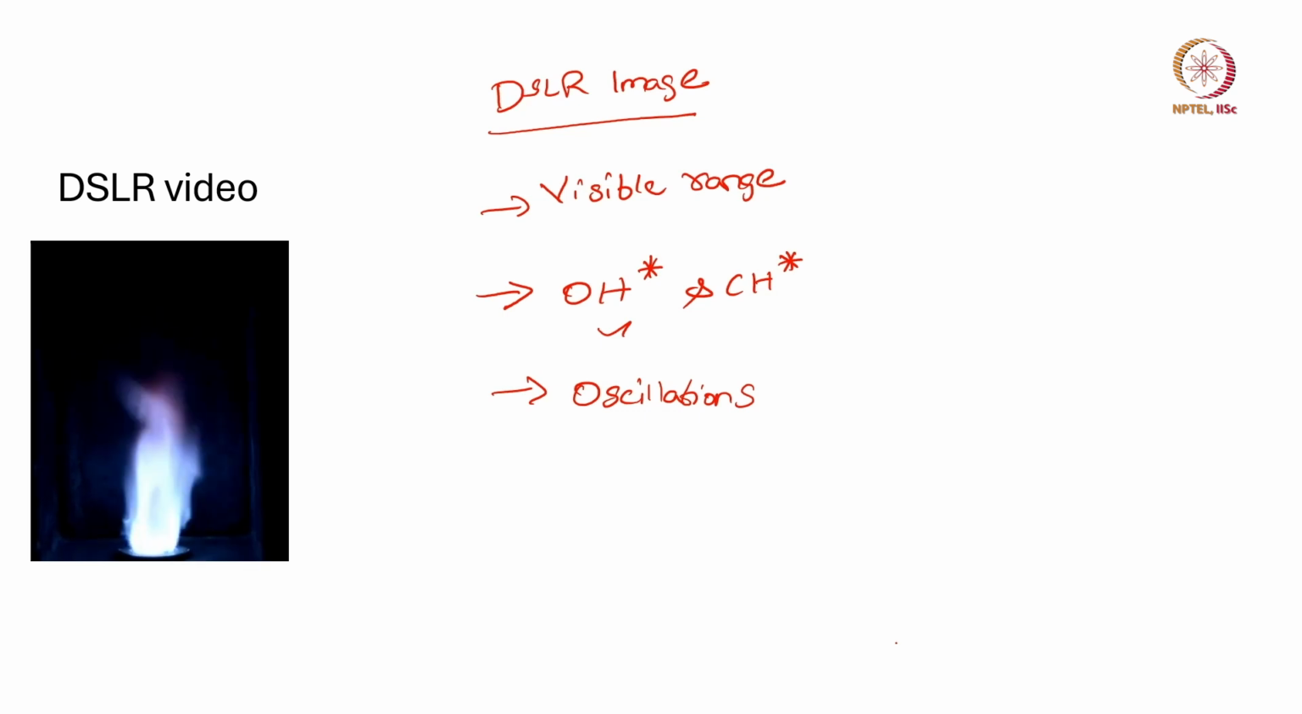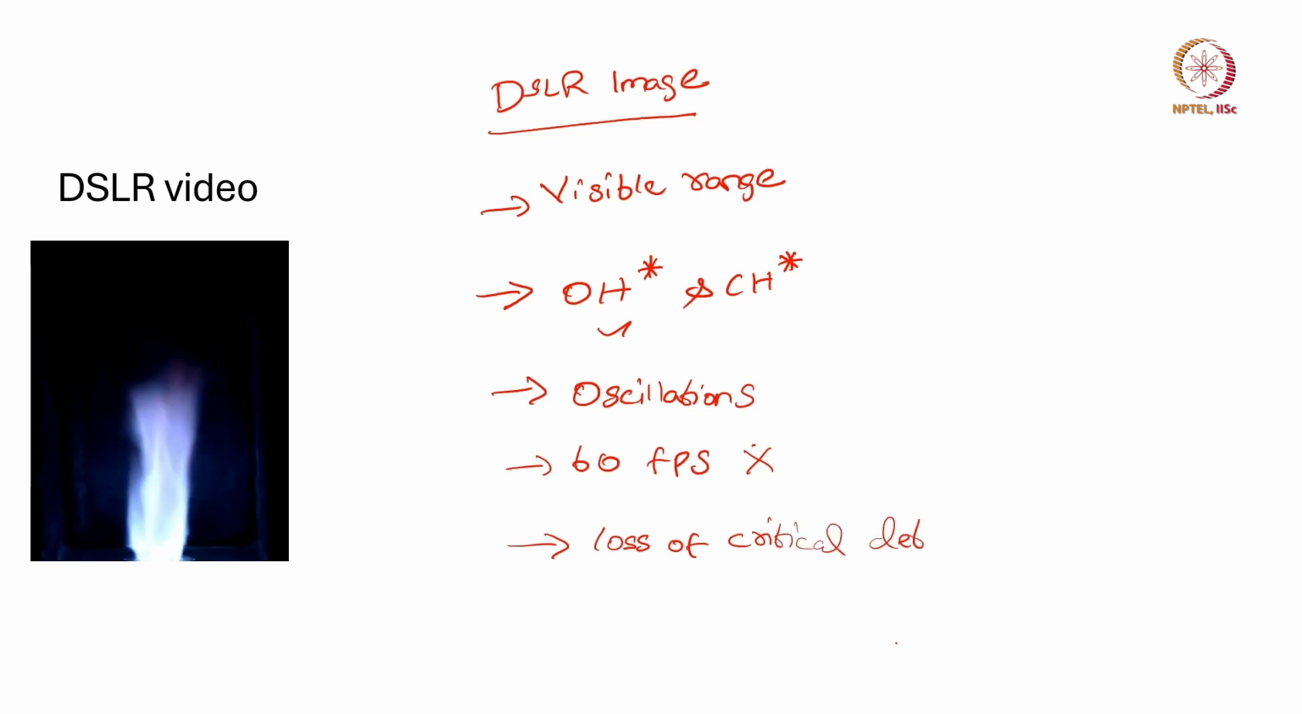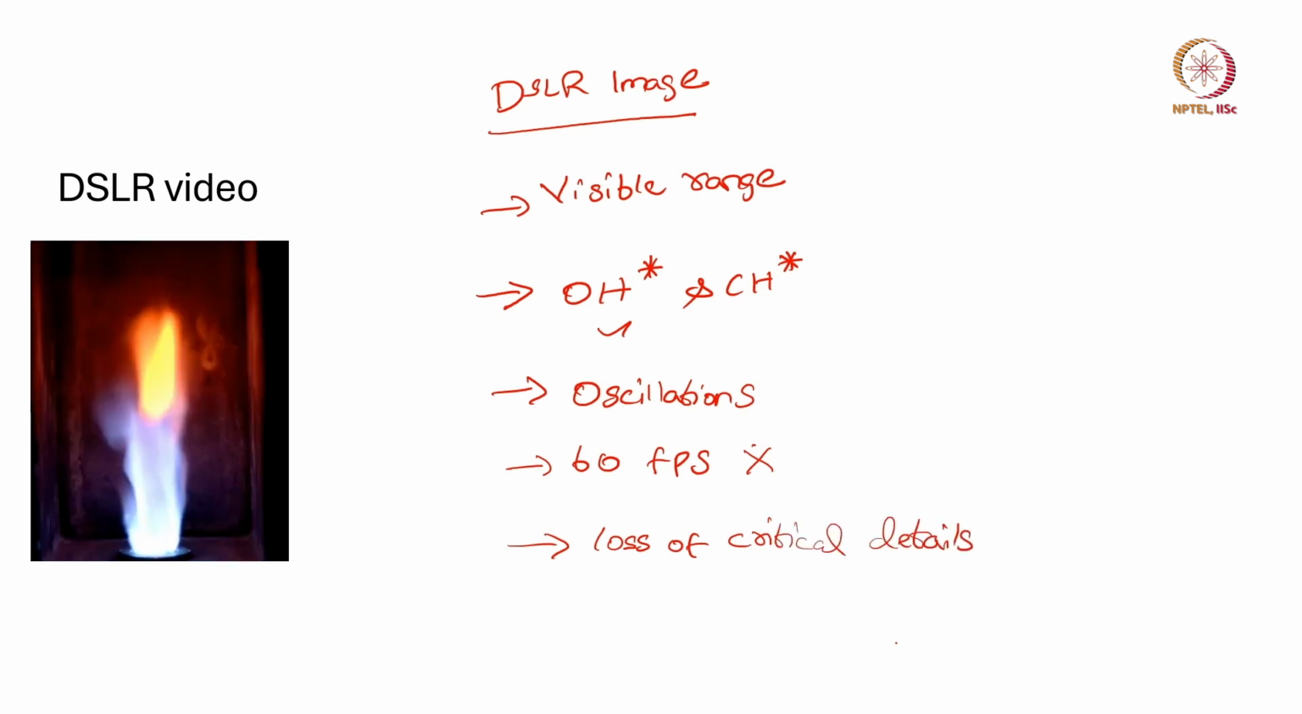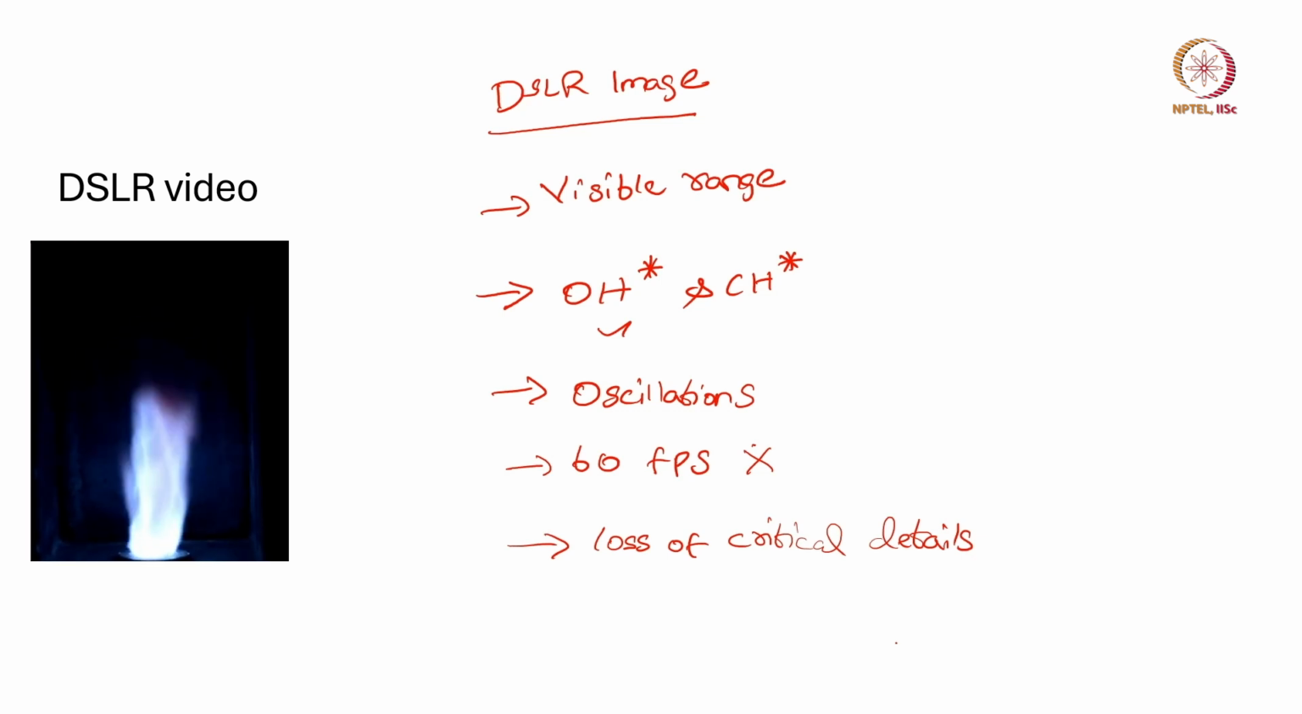However, with this DSLR operating at a frame rate of 60 frames per second, it becomes evident that this speed is insufficient to fully capture the intricate dynamics of the flame. This limited frame rate results in loss of critical details, especially in fast changing phenomena. This highlights the need for high speed imaging.